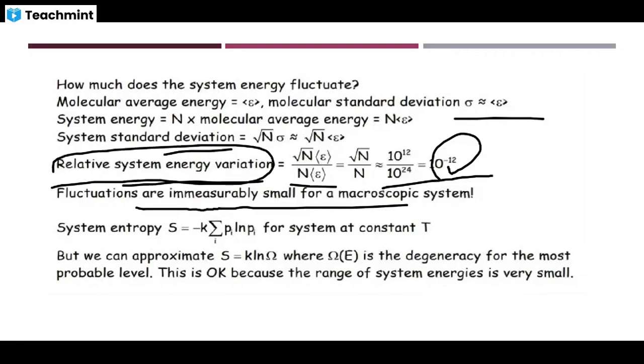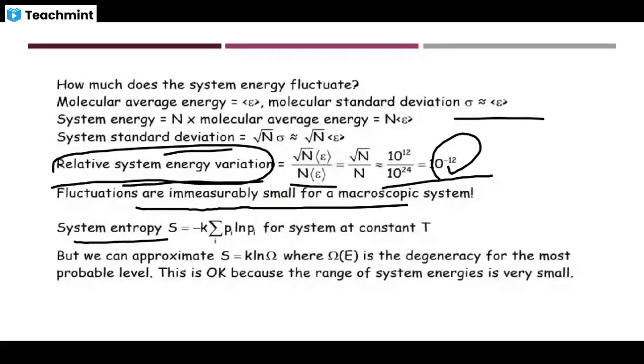So system entropy S is nothing but minus k into the summation of pi ln pi for a system at constant temperature. But we can approximate S equal to k ln omega, where omega is the degeneracy of the most probable level. This is okay because the range of system energy is very small.